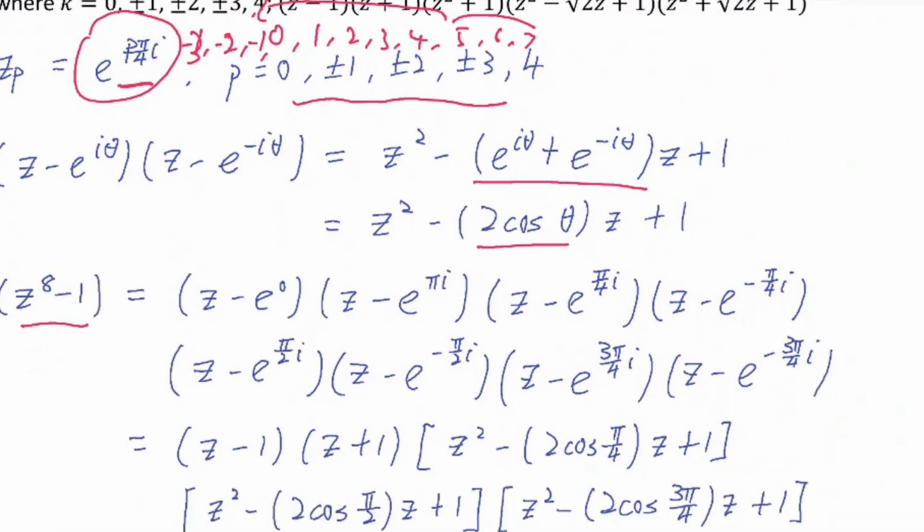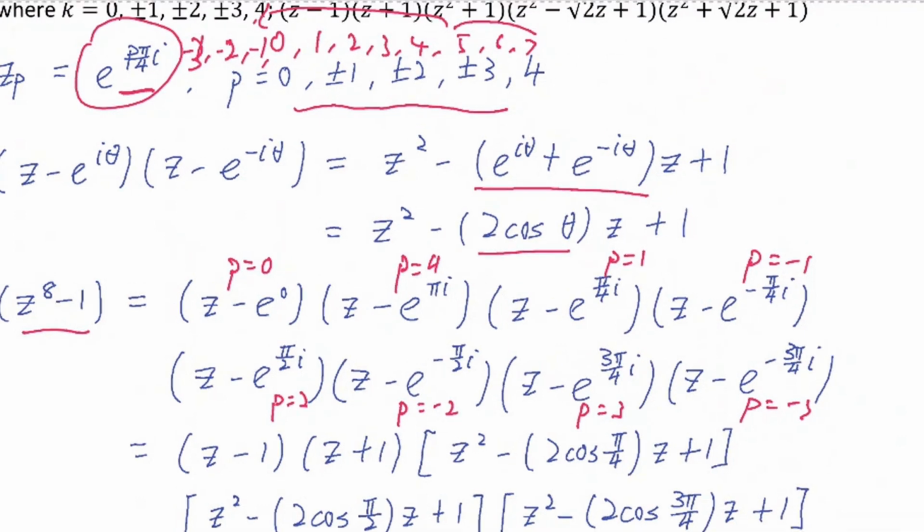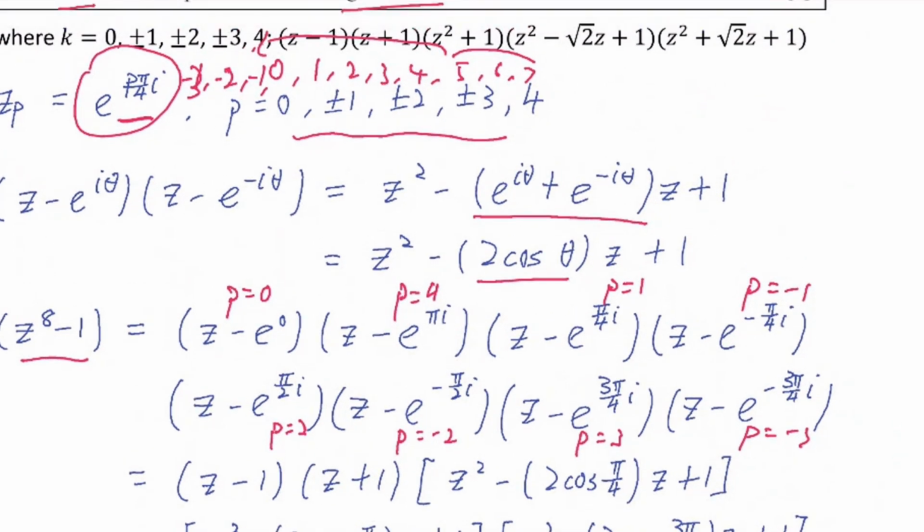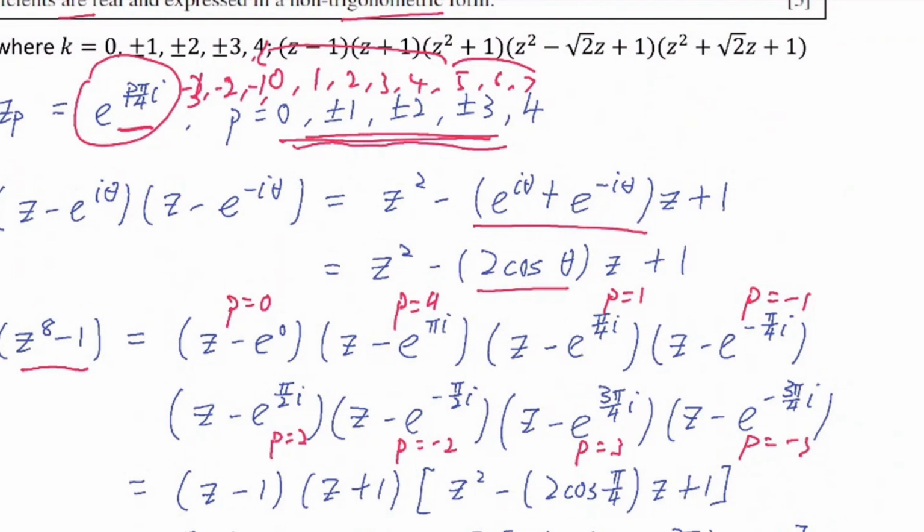From the first part, the roots that we have: for p equals 0, we get e to the power 0; for p equals 4, we get this, and so on. This is p equals 1, p equals -1, p equals 2, -2, 3, and -3. Once you have all these linear factors written in their roots, you can see the good thing about using the p, where we have the plus and minus 1, 2, and 3.